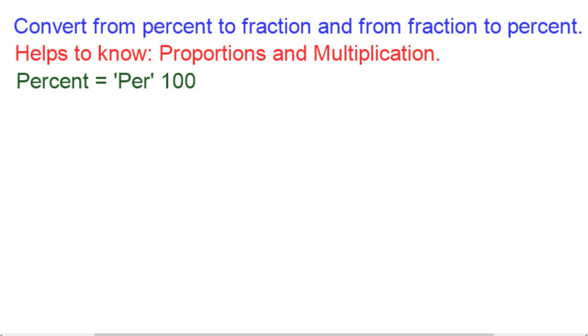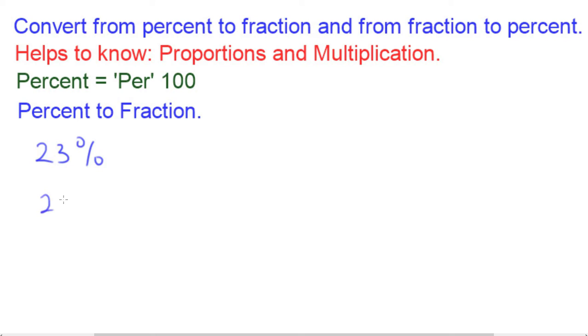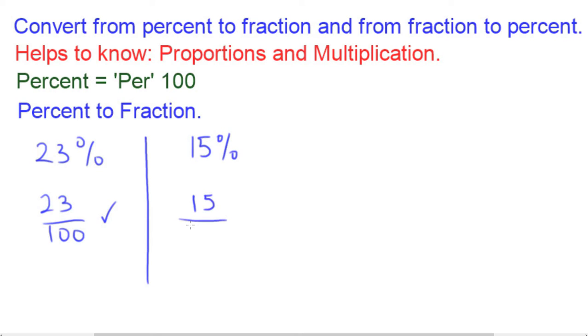So now let's convert percent to fraction. And let's look at 23%. That's 23 per 100. Now we want to simplify this, but 23 is a prime number, so that's simplified. Let's look at a number that's not simplified. Let's look at 15%. 15 per 100.